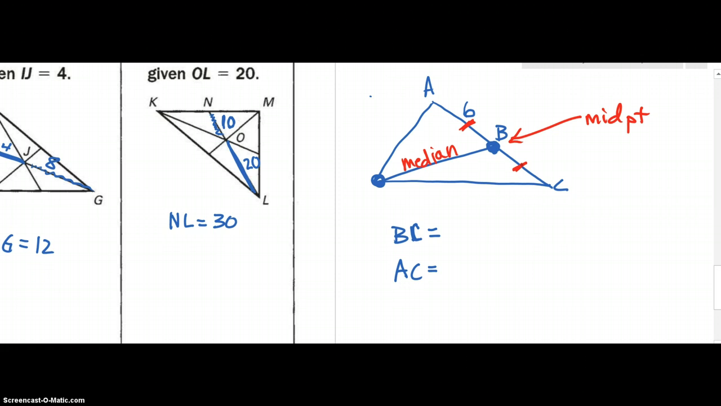So how long is BC? And how long is AC? 12. Okay? So if you're on the outside of the triangle, you're working with midpoints, but if you're on the inside of the triangle, working specifically on the medians, that's when you're talking about the thirds. Does that make sense?